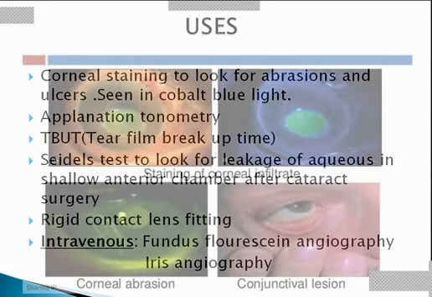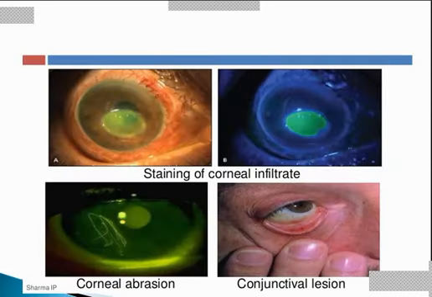And when the cornea looks like this, suppose there is any ulcer or any epithelial defect in the cornea, it will be stained with fluorescein green, and it is seen like this. Staining of the corneal infiltrate, corneal abrasion, and conjunctival lesions we can also see by staining with fluorescein dye.